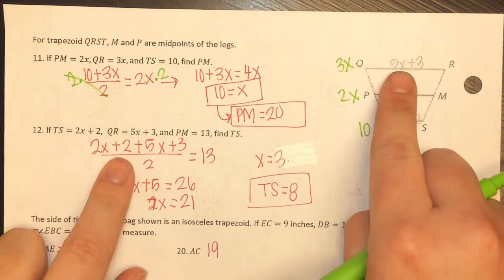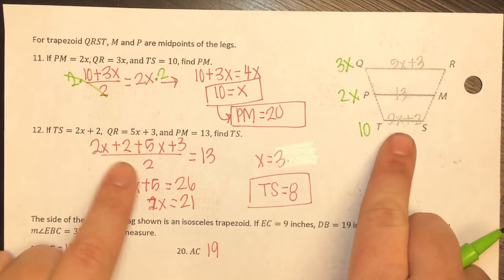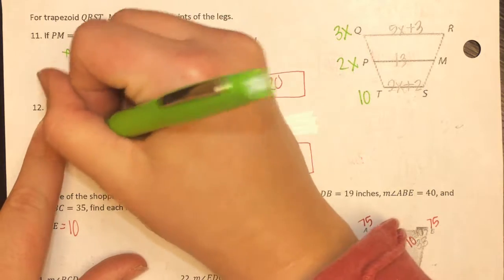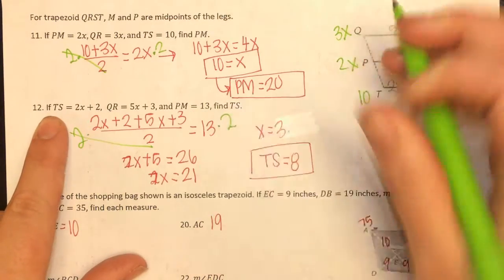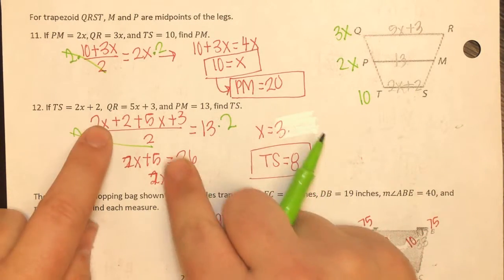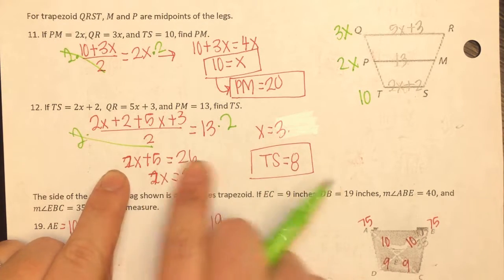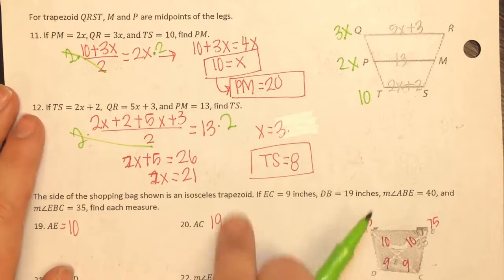Same concept: add 5x plus 3 and 2x plus 2, divided by 2, equals 13. Multiply both sides by 2. These cancel. 13 times 2 is 26. 5 plus 2 is 7. 3 plus 2 is 5. Subtract, divide, plug it back in.